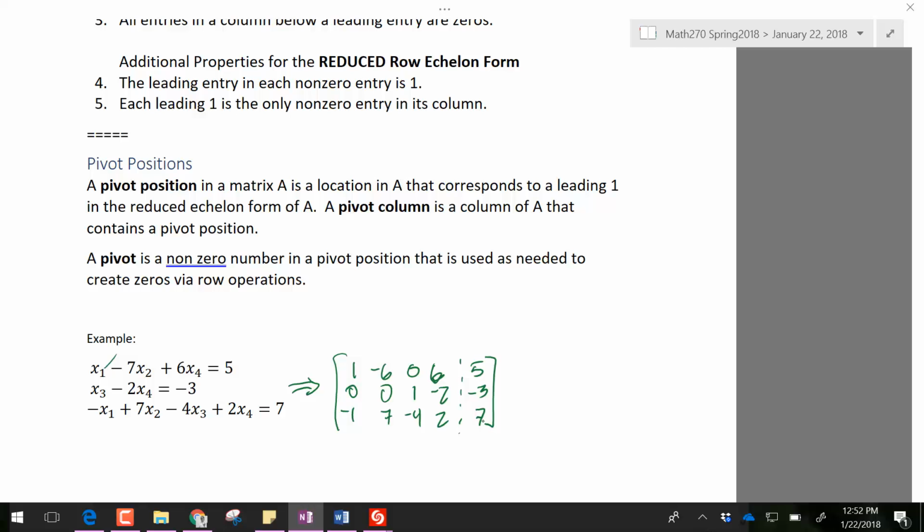Does this look right? Yeah. What's -6 doing there? Thanks, Chris. Anything else?